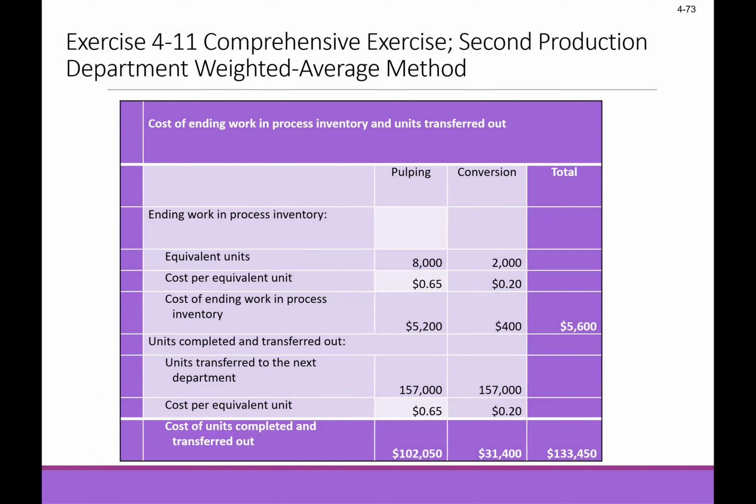The ending work in process, along with the units transferred out, we know the ending units. They gave us the cost per equivalent unit. So we know the actual cost of ending inventory in relation to pulping, conversion, and then 5,600 total. And then the amount of units transferred out to the next department, we can now put a dollar figure on that.